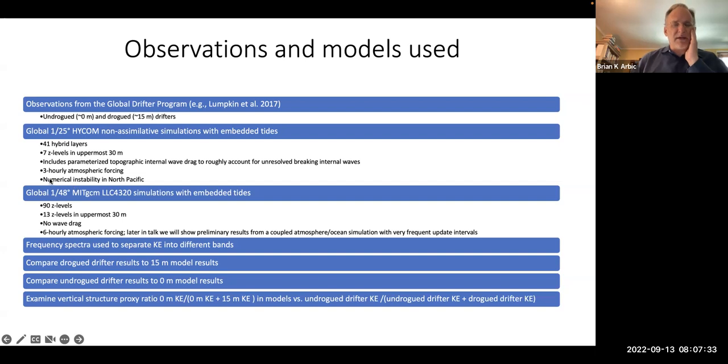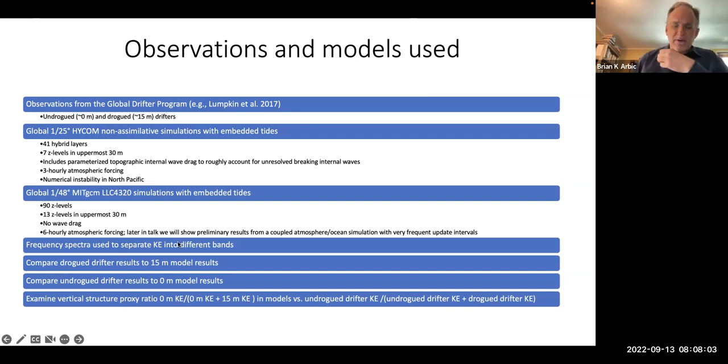And in the interest of honesty, because I'll talk about flaws of both models, HYCOM has a numerical instability in the North Pacific. I'll show it to you, and it mostly affects the semidiurnal band. The MITgcm is global 148th degree with 90 Z levels, 13 Z levels in the uppermost 30 meters, and doesn't have wave drag. That will really affect the tides. It has 6 hourly atmospheric forcing, which is very important for the near inertial oscillations.